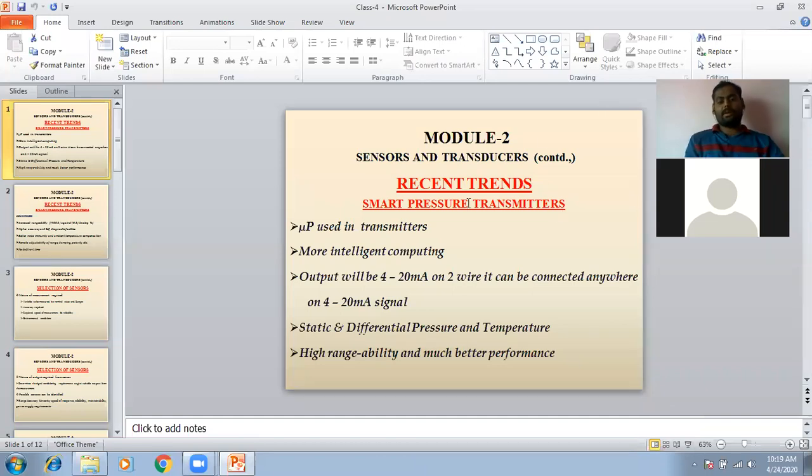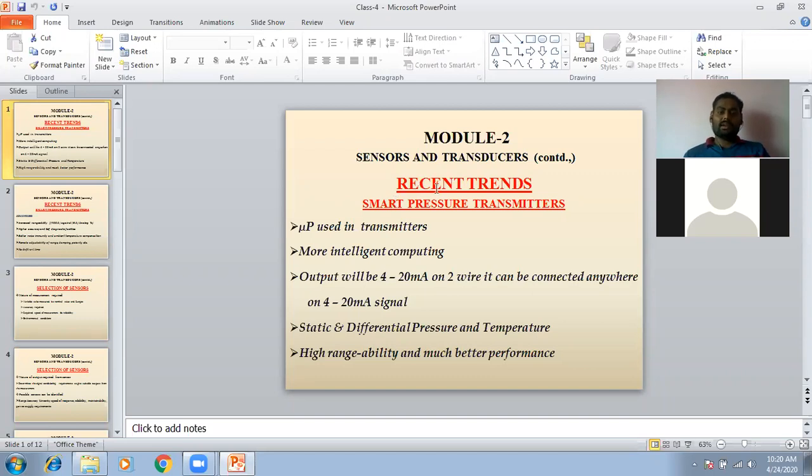In the last class, we stopped the discussion at the recent trends. What are the modern technologies in Module 2 itself? These are the recent trends. This is the last bit of the Module 2 section. Here, in the recent trends, we are going to see what modern technologies are used in transducers in this chapter.